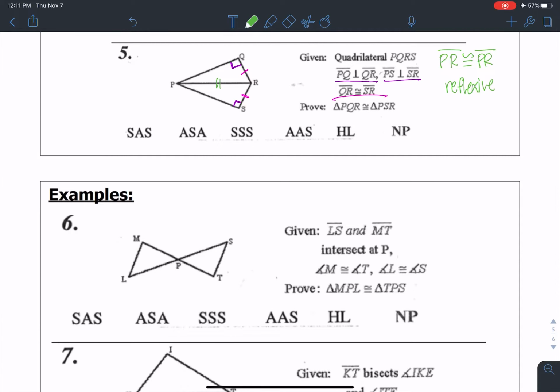So when we look at our picture, I have side, side, angle, which is not a way to prove triangles are congruent, but this is a right triangle, so I actually have hypotenuse leg. Hypotenuse leg for this one since it is a right triangle.